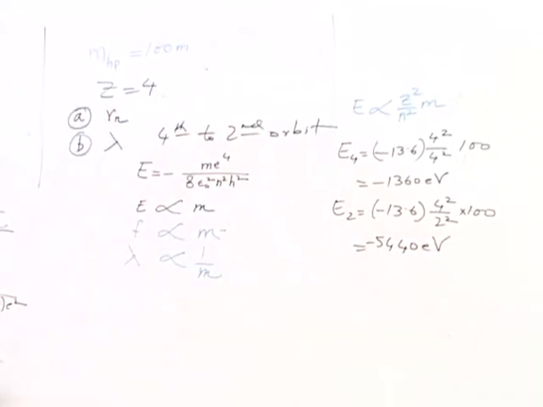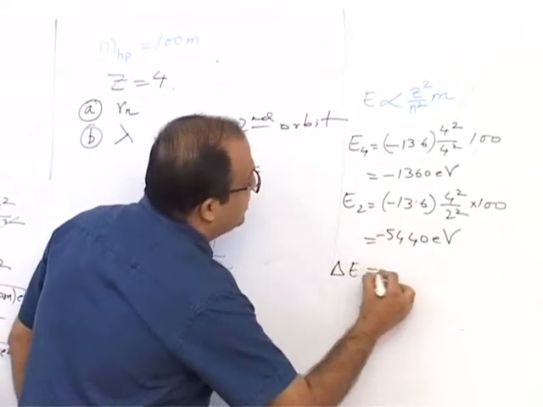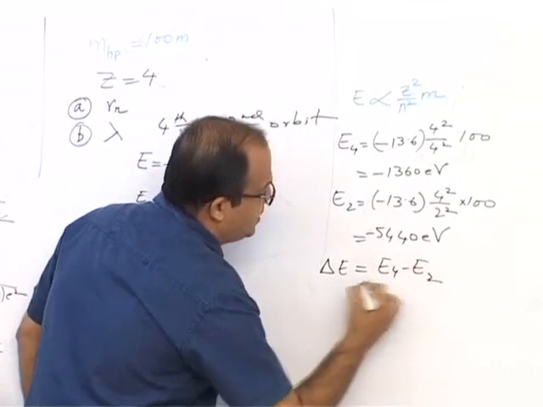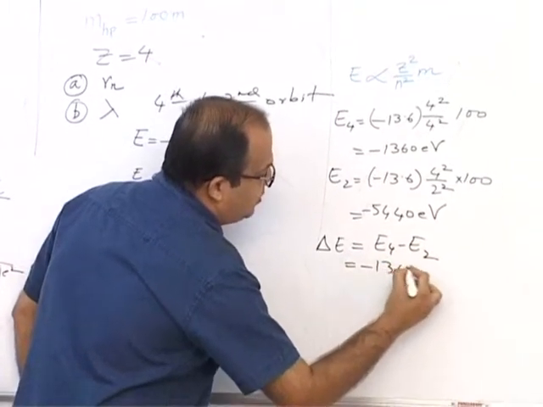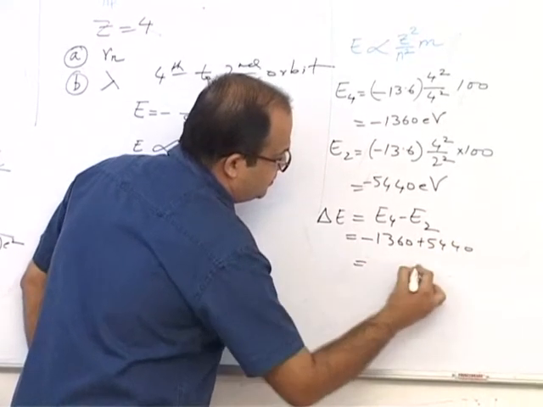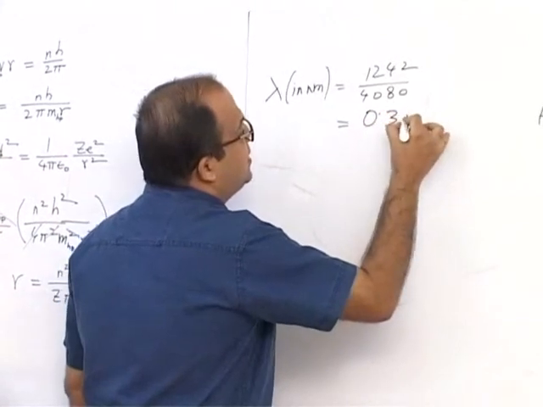So when the electron is jumping, the change in energy is E4 minus E2. So minus 1360 plus 5440. So it comes out to 0.3 nanometer.